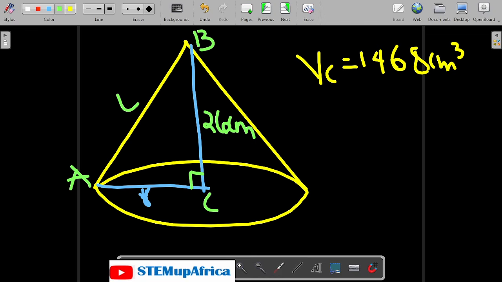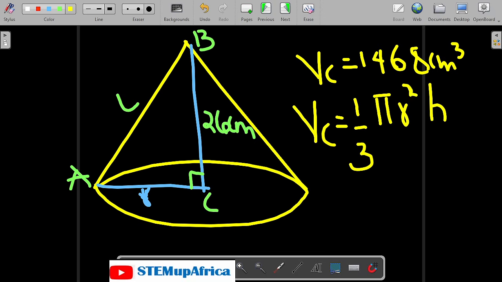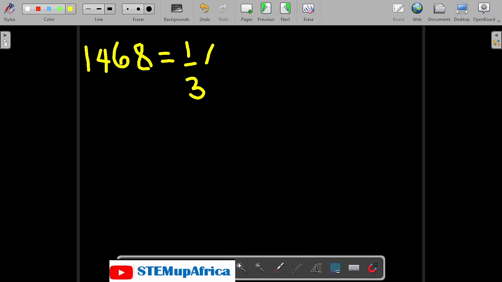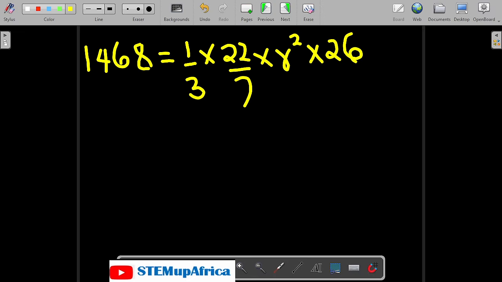To get the base radius, I'll write the formula of volume of a cone. The volume of a cone, as you know, is 1/3 the volume of a cylinder. What is the volume of a cylinder? Pi r squared h. So from here I can get the base radius, which is my r. So I'm having 1468 equals 1 over 3 times pi, which is 22 over 7, times the base radius, which I don't know, times the height, which is 26.